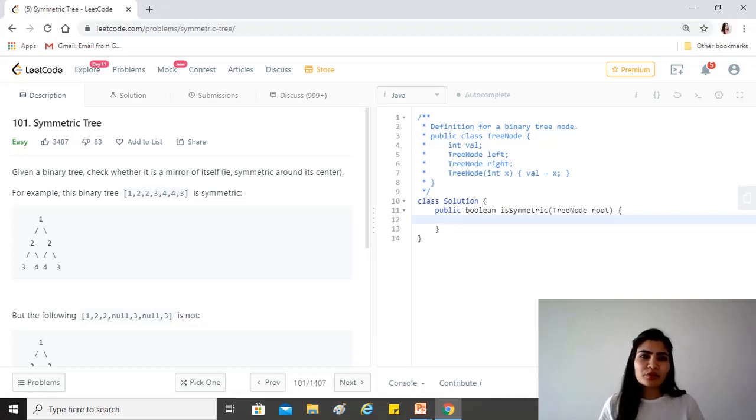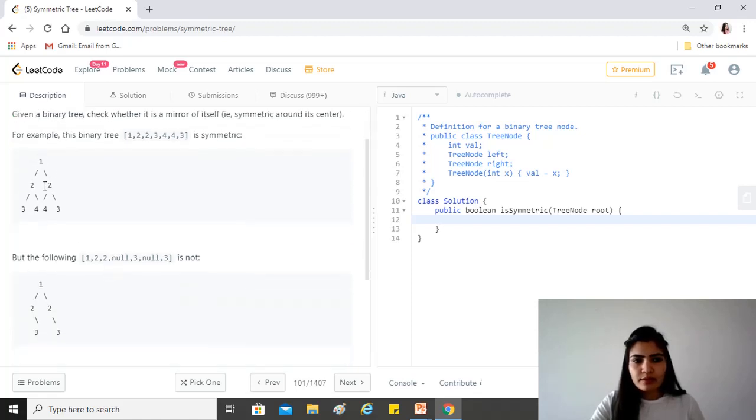Today's question is symmetric tree. Given a binary tree, check whether it's a mirror of itself, that is symmetric around its center. For example, this binary tree, if you see this 1, 2, 3, 4 and 2, 4, 3. So this one is a symmetric tree.